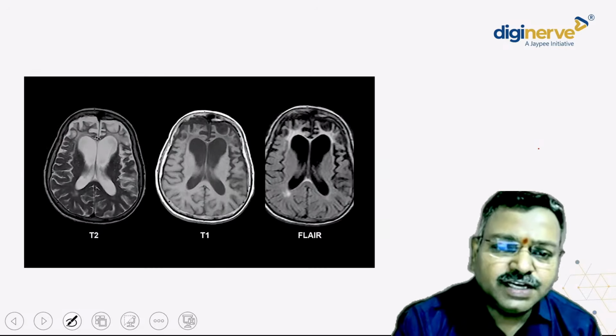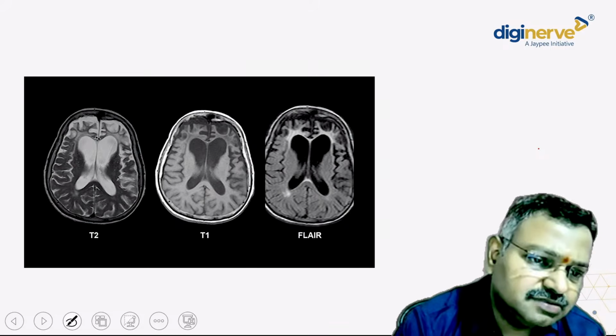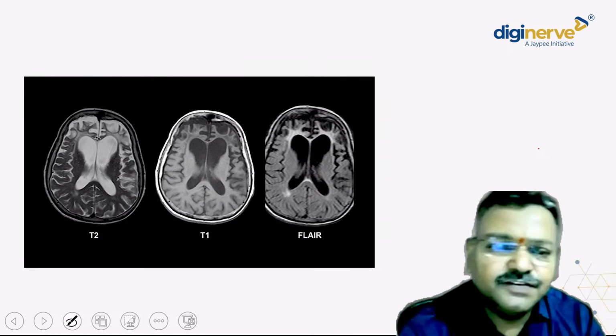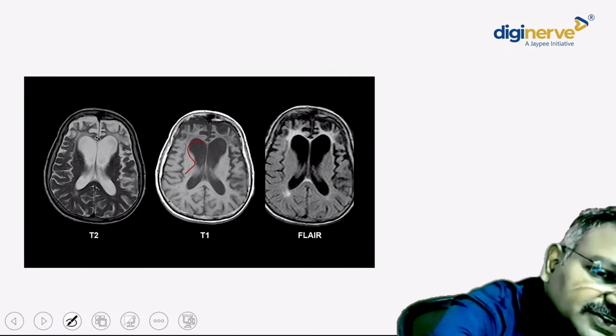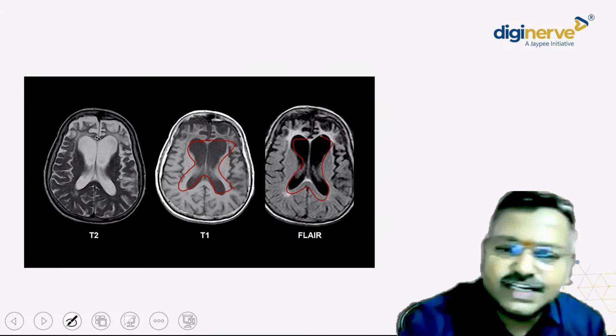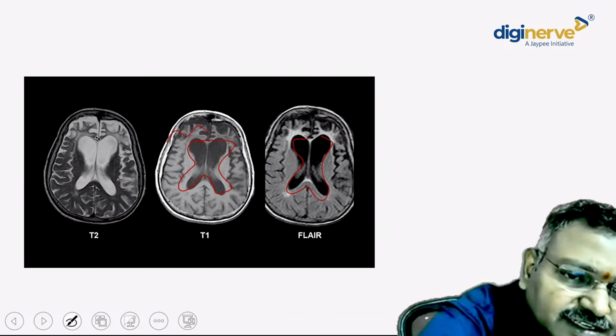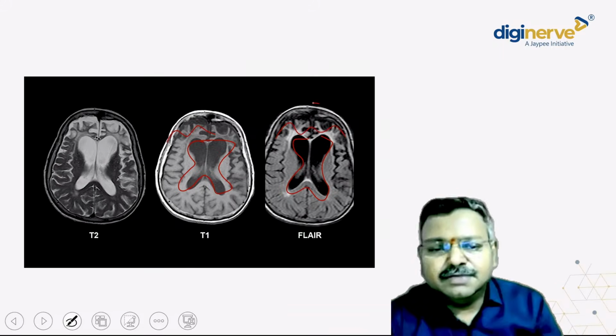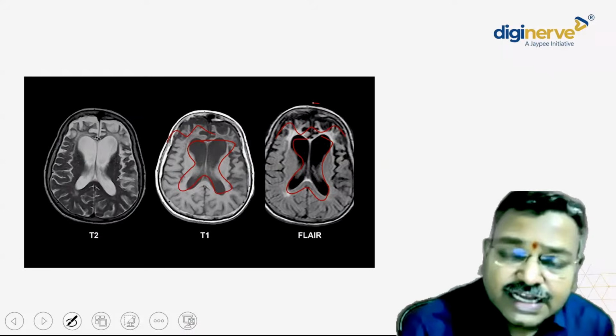So here you find an MRI image. You can see the T2, T1 and FLAIR. You find that the ventricles are dilated, huge ventricular dilatation you see, and the ratio of the ventricle to the cortex. And you find a lot of atrophy of the brain that you're seeing here. So this is benign intracranial hypertension or dilated ventricles.